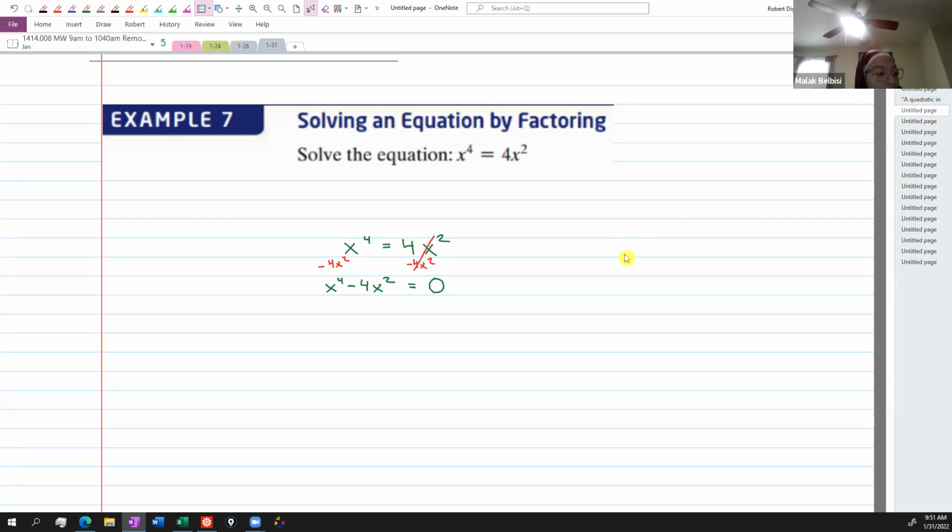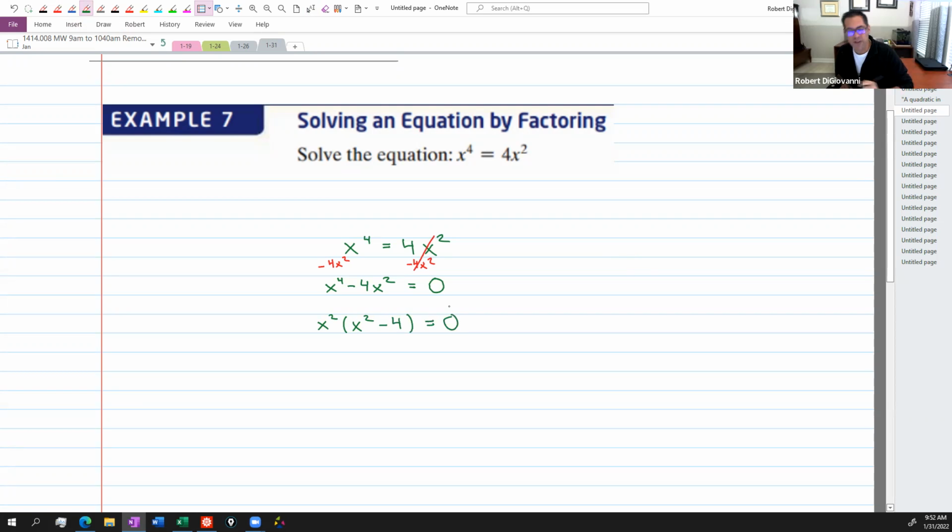And then you would factor out, so it would be x squared parentheses x squared minus 4 equals 0. Good, so that was a GCF, right? You factored a GCF out, greatest common factor. And then did you see what else you could do? Well, since you've gotten this far, do you recognize x squared minus 4?